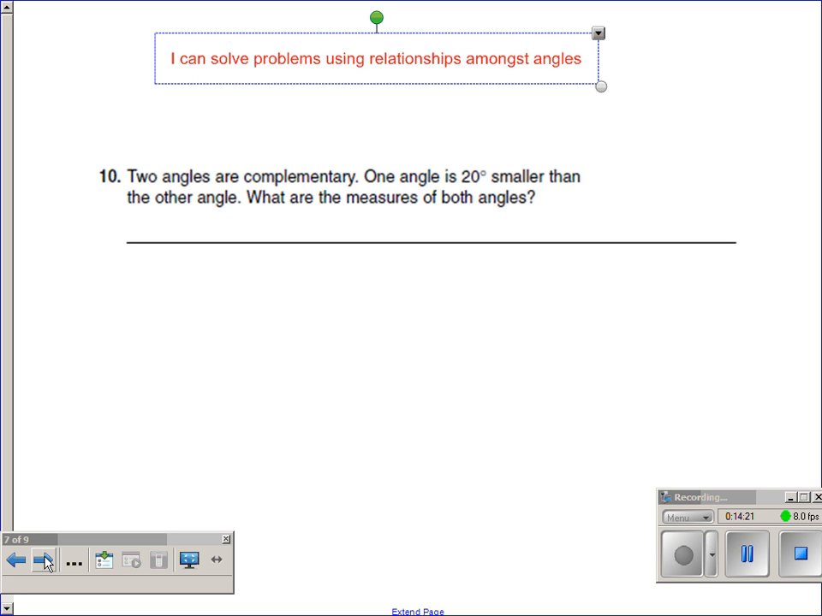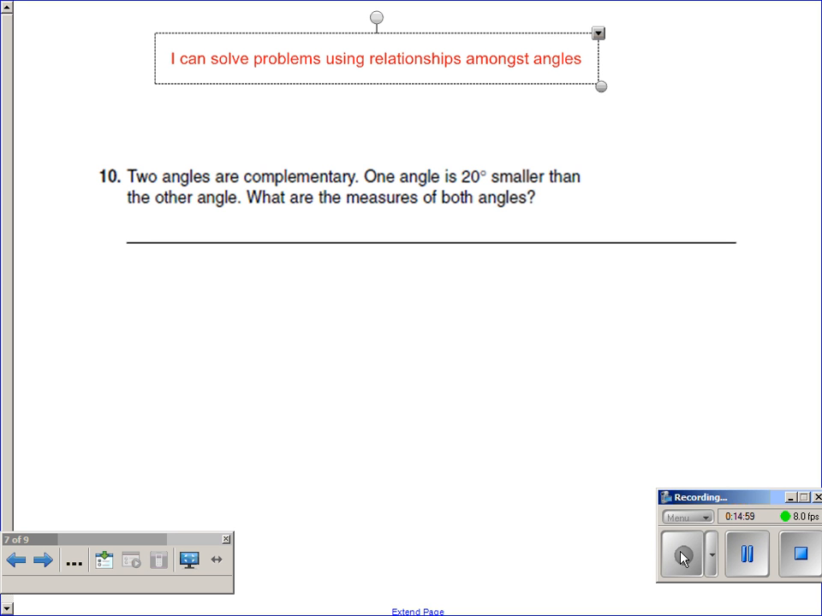One angle is 20 degrees smaller than the other angle. What's the measure of both angles? I'm going to give you a second to try and solve that. All right. What'd you get, Ava? Anybody have an answer? Go ahead. Should I just say them, or like how I got them? Sure. Say them, and then you can explain how you got them.